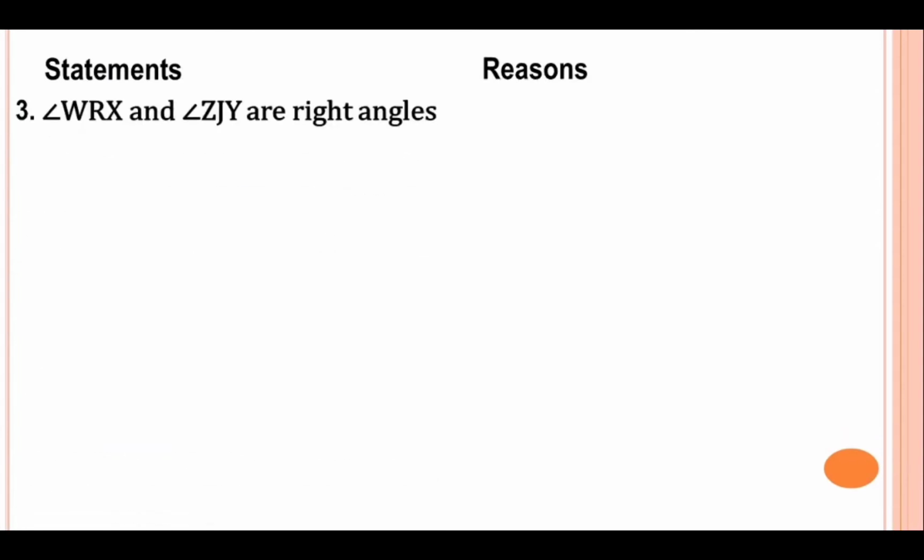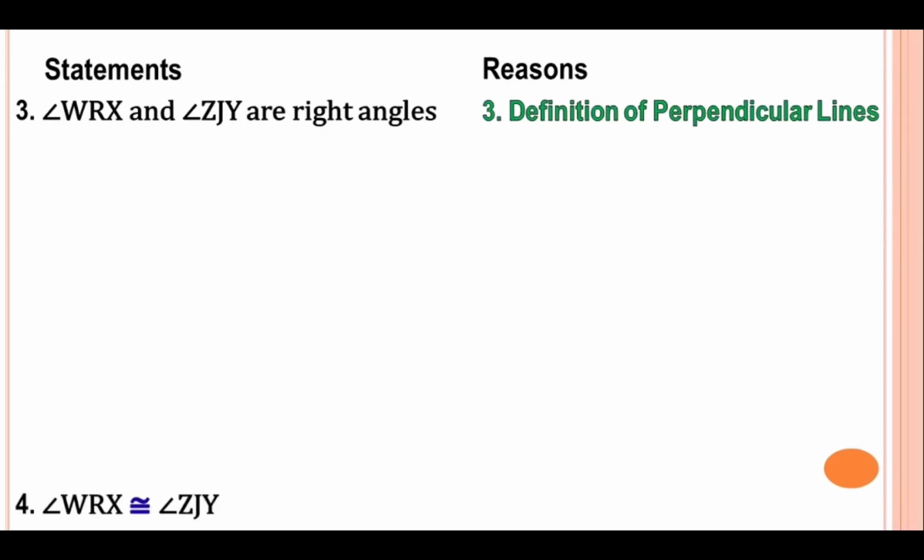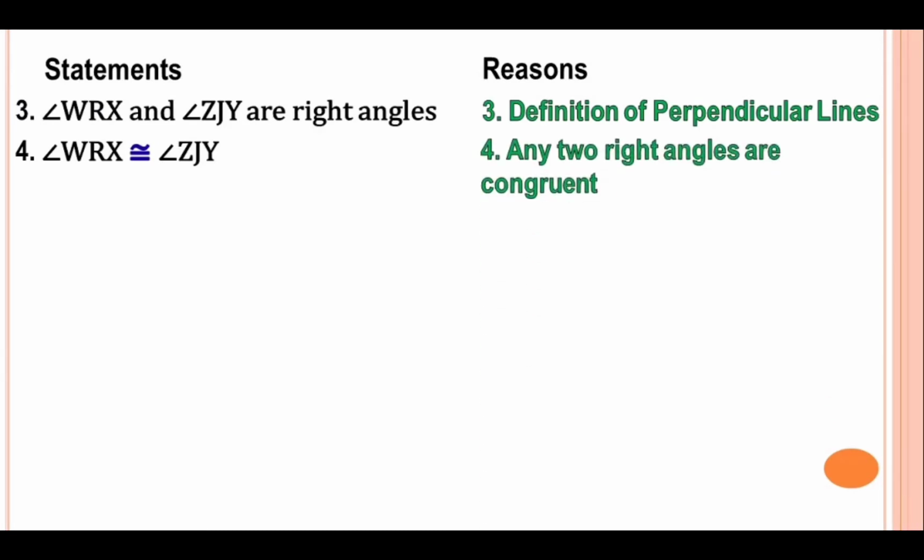Next, angle WRX and angle ZJY are right angles. Reason, definition of perpendicular lines. So when we say perpendicular lines, these are lines that intersect to form a right angle. So number 4, angle WRX is congruent to angle ZJY. Reason, any two right angles are congruent.